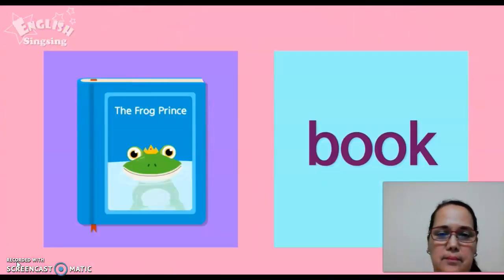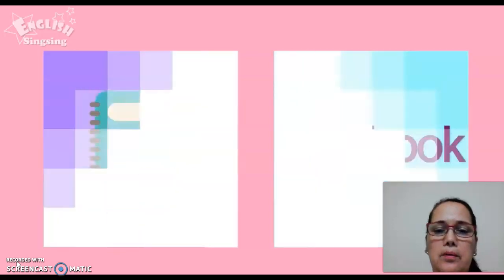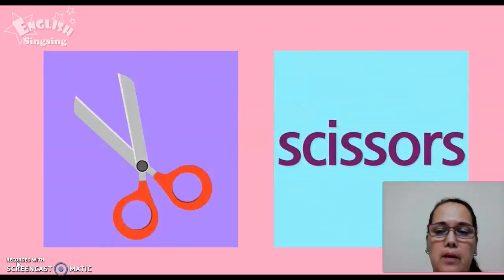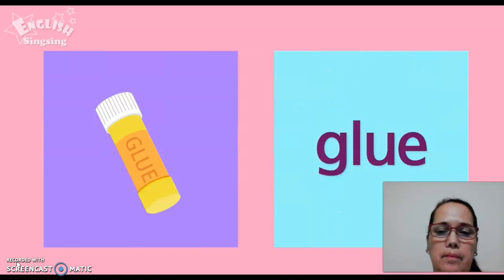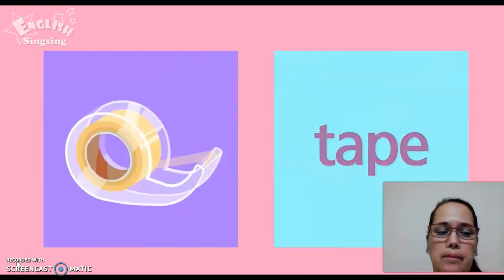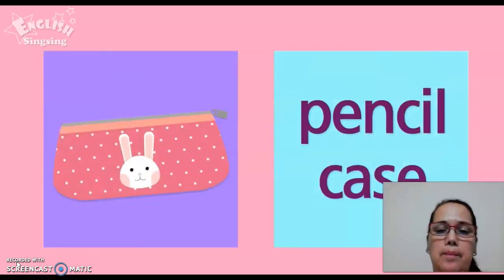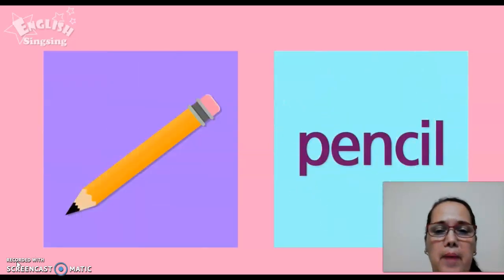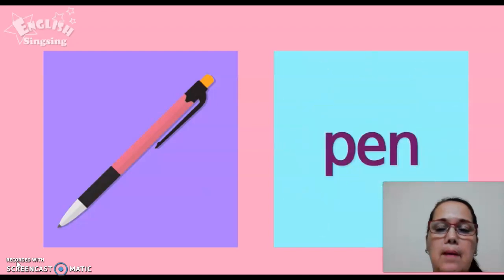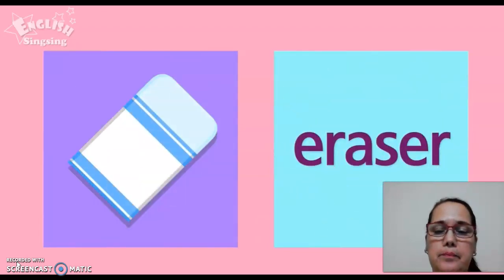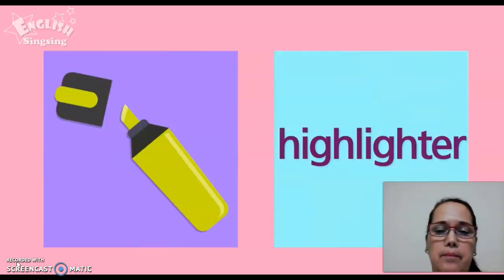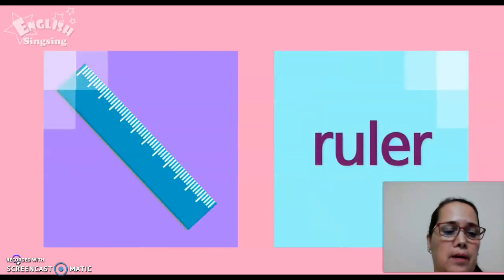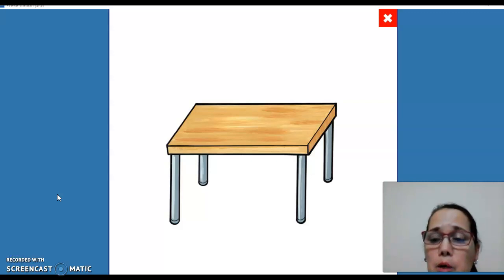Review. Book. Book. Notebook. Notebook. Scissors. Scissors. Glue. Glue. Tape. Tape. Pencil case. Pencil case. Pencil. Pencil. Pen. Pen. Eraser. Eraser. Highlighter. Highlighter. Ruler. Ruler. Now we are going to practice the new words, okay?